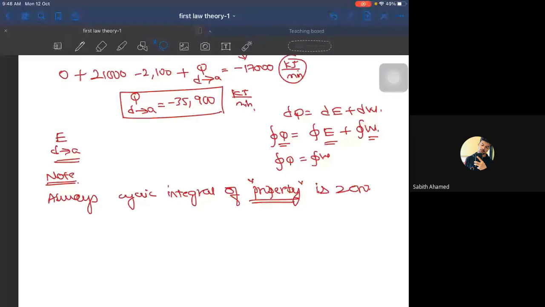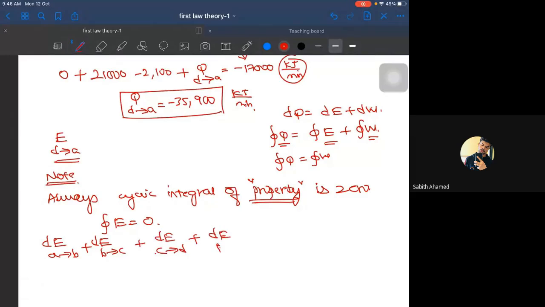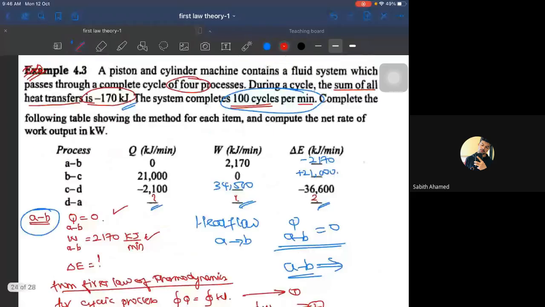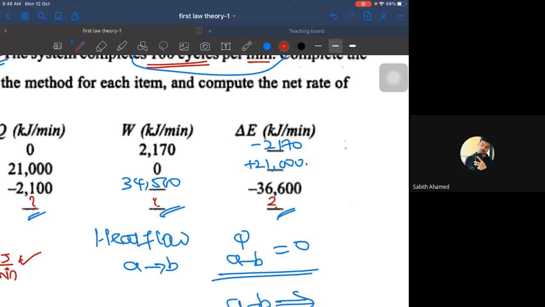So using that particular point, cyclic integral of a property is 0, I can write it as change in E from A to B plus change in E from B to C. Again, it is not just E, it is change in E. So plus change in E from C to D plus change in E from D to A equals 0. Three are known and one has to be found out. You know the values for A to B, B to C, and C to D. We have to calculate D to A. So just substitute the values, guys.